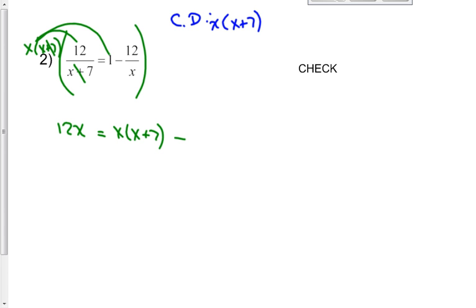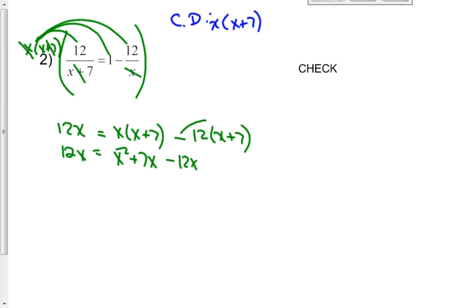Minus, start over again, x plus 7 times 12, but I'm taking out the x. So the x will be gone, leaving me with x plus 7 times the 12. Looks like that. Now I can do some distribution here. 12x equals x squared plus 7x minus 12x, and be careful here, negative 12 times 7, negative 84.